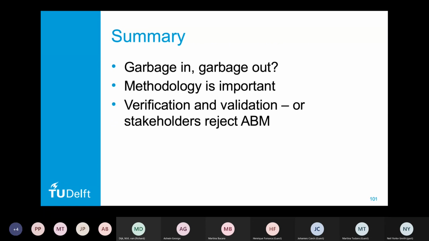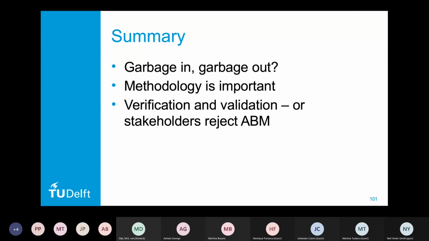Okay, I want to conclude both this part and then the whole tutorial. So we're talking here about the process of building, verifying and validating a model. And indeed, it's garbage in, garbage out, isn't it? So the methodology is important, the assumptions are important, and the verification and validation. Our experience is if you don't do it, people will just reject your model.